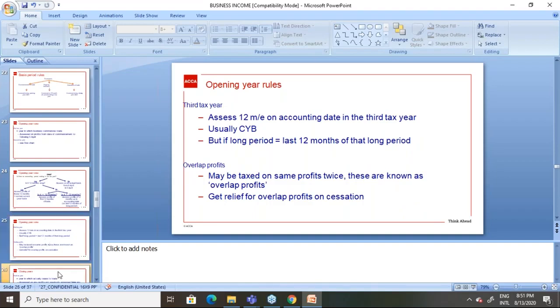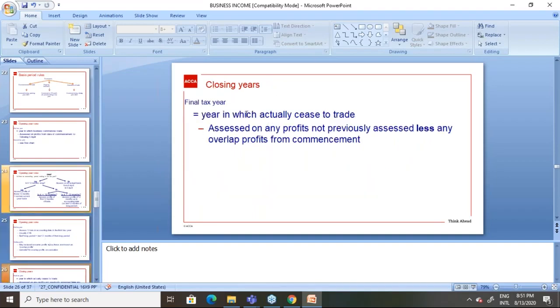Then another area that you must be familiar with, closing year rules. That is your last tax year. What is the profit that must be taxed in the last tax year?